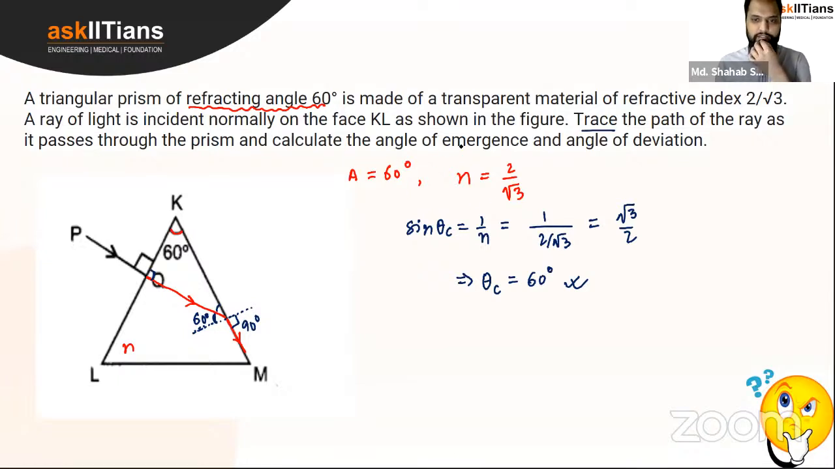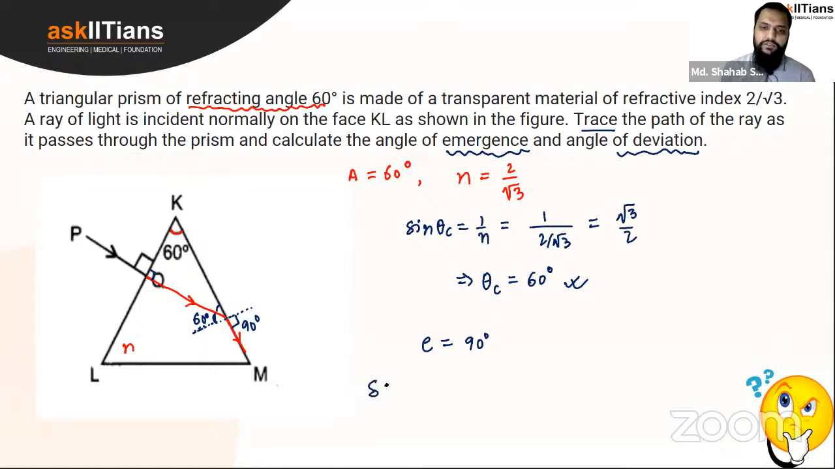Next part is calculate the angle of emergence and angle of deviation. So I want to know from you, what is angle of emergence? What do you see? What is the angle of emergence here? This angle is angle of emergence, right? Which is 90 degree. That means it emerges parallel to the surface. So I think this is also done. So angle of emergence, E, is 90 degree. So it overlaps with the surface. Next is angle of deviation.